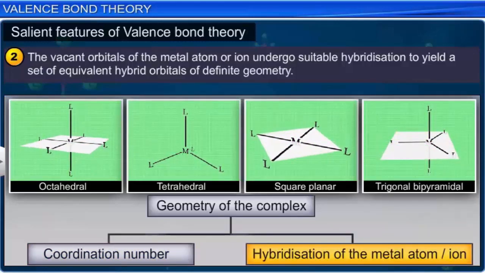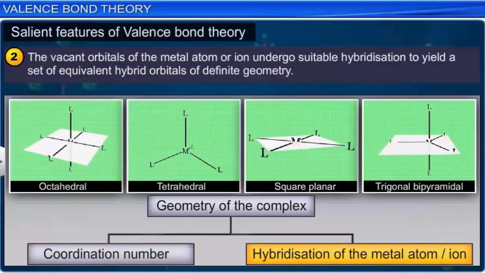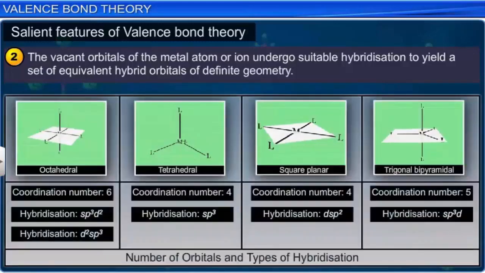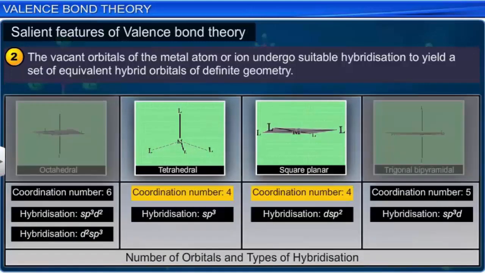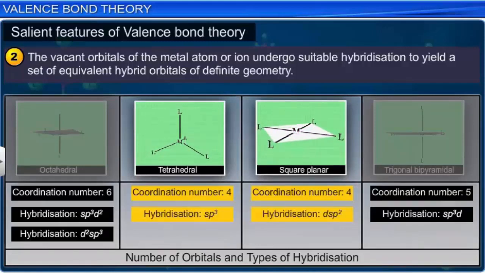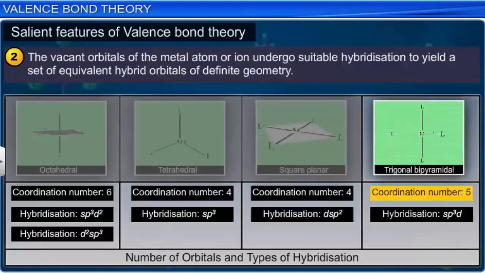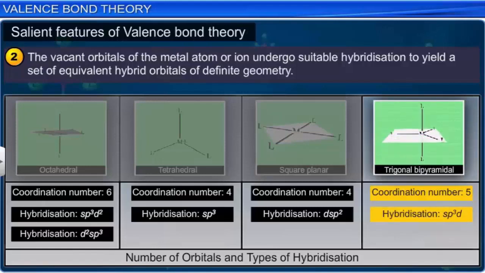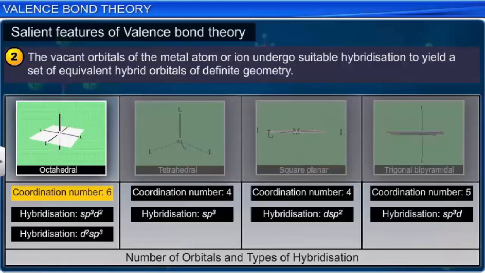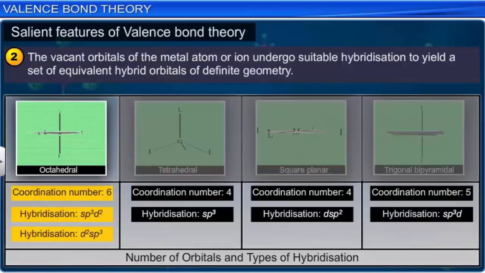See, the geometry or the shape of the complex depends upon two factors. One is the coordination number and the second one is the hybridization of the metal atom or ion. If the coordination number is 6, the geometry of the complex is octahedral. If the coordination number is 4, the geometry of the complex may be tetrahedral or square planar. Octahedral complexes have coordination number 6 and may undergo sp3d2 or d2sp3 hybridization. If the coordination number is 4 in a tetrahedral complex, the hybridization is sp3. In a square planar complex, the hybridization is dsp2. If the coordination number is 5, the complex is trigonal bipyramidal and the hybridization is sp3d.